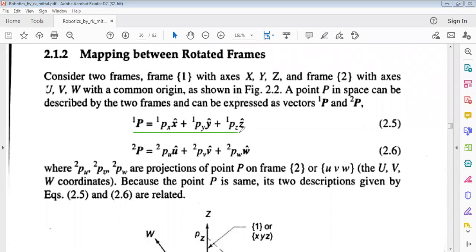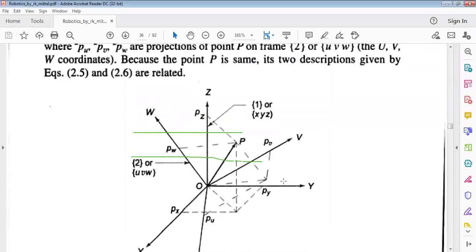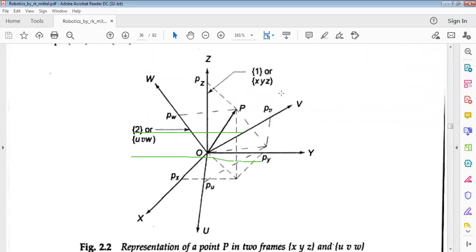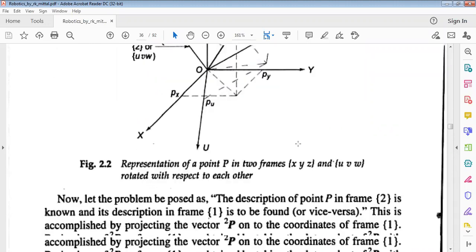So these are the two vectors with respect to frame 1 and with respect to frame 2. Okay, so this is the first possibility. The origin of both the frames is at the same point O. Here frame 1 is XYZ, and frame 2 is UVW. So the point P, which is in space, is related to both the frames.